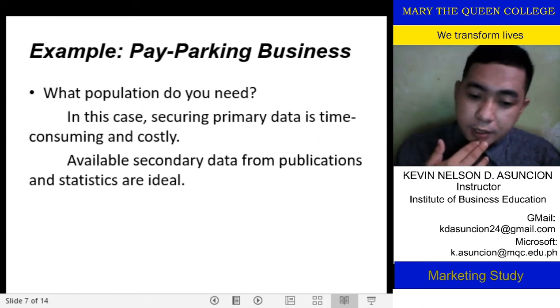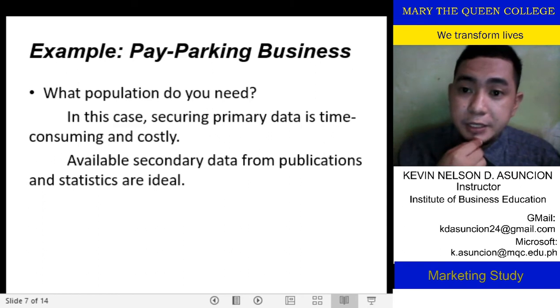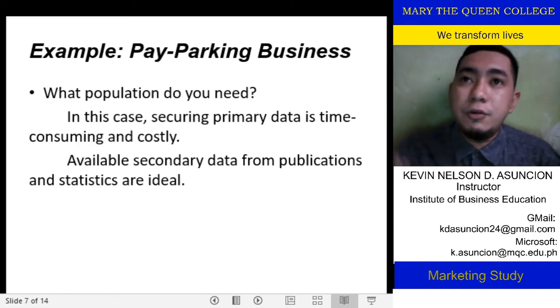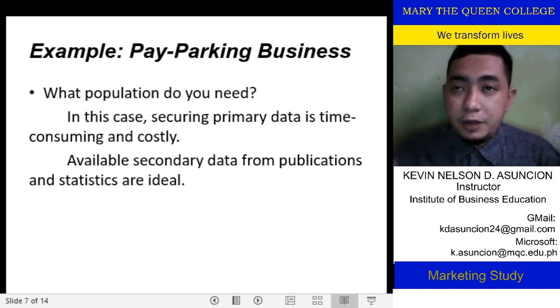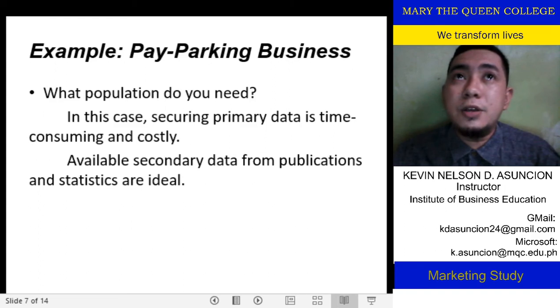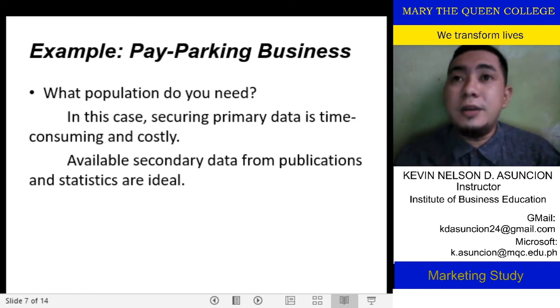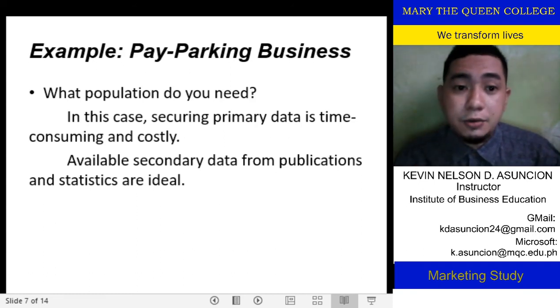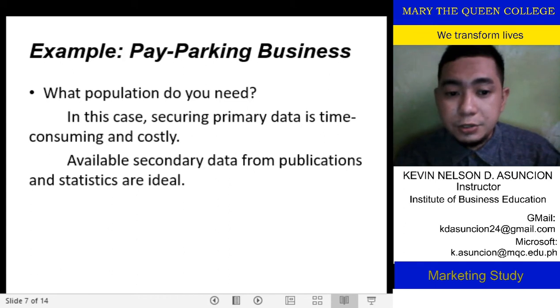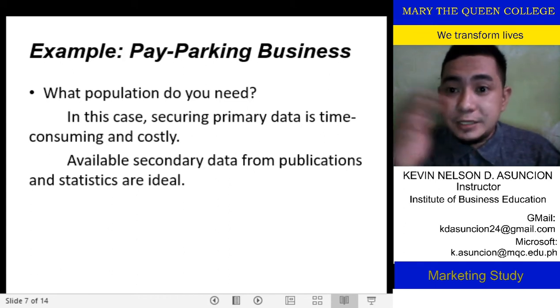Now, sa klase ng pay parking business, sino ang ire-researcha natin? Sino yung population na tinatarget natin? These are the owners or drivers of vehicles. So, that's the population that you'll be targeting. So, secondary data, kailangan mo ngayong mag-research ng secondary data. Ilan yung may-ari ng mga sasakyan? Ilan yung mga may-ari ng sasakyan o ilan yung mga dumadaang sasakyan? So, pwedeng ganon. That's the target population. So, manggagaling 'yon sa secondary data.